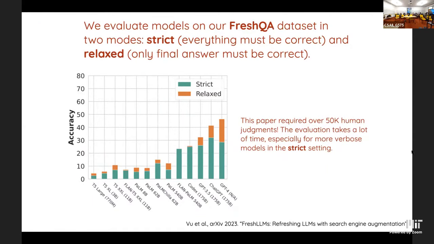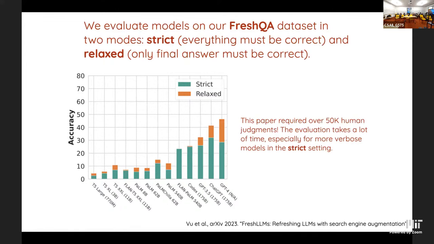But basically, we find that, again, these closed source models are the best at this task. This plot here is without any search engine augmentation, but when you add that, it basically shows the same trend. We also see this difference between the strict evaluation performance and the relaxed evaluation performance as a way of quantifying the hallucination of the model. So you can see that GPT-4 in the relaxed setting is generally getting the answer correct about 50% of the time, but almost half of those correct answers have some degree of hallucination in them.